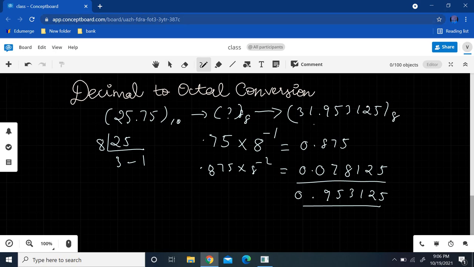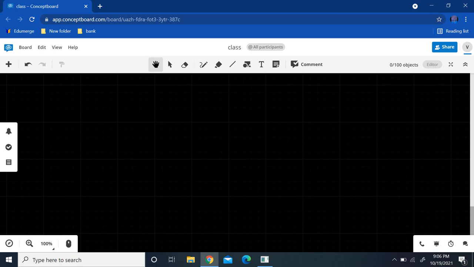Now let us move to the vice versa part, that is from the octal number to decimal number. What octal number did we get for 25.75? The octal number we got is 31.953125 base 8. Now we are going to convert this into decimal. The same logic we used in binary to decimal conversion, we are going to apply.